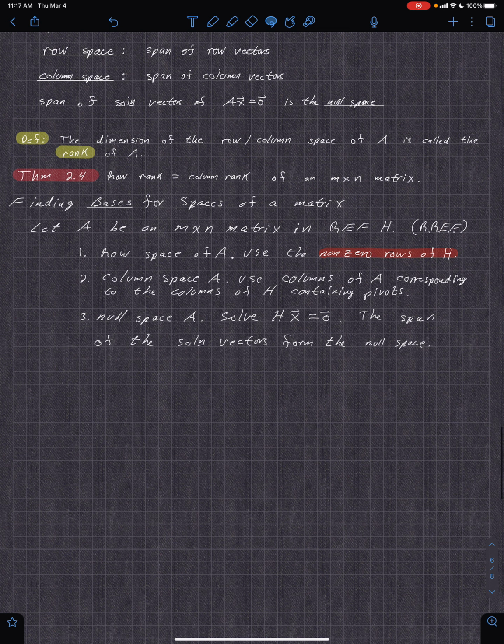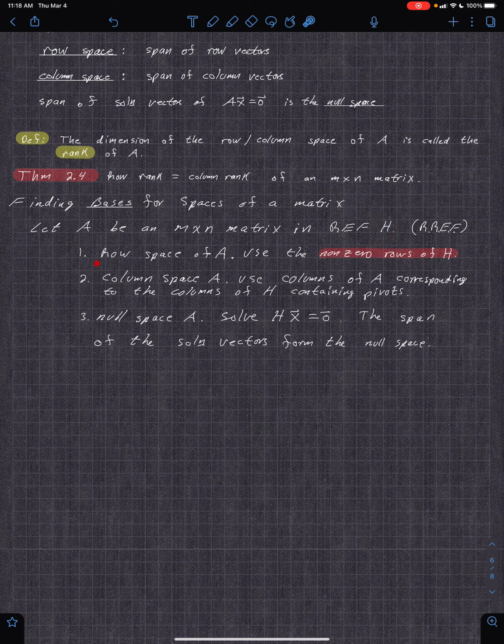Okay, so next is this. This is the procedure for finding bases for the spaces of a matrix: row, column, and null. So let A be an M by N matrix, and then you do row echelon form. You have a matrix A, and you reduce it to a matrix in row echelon form. We'll call that matrix H.